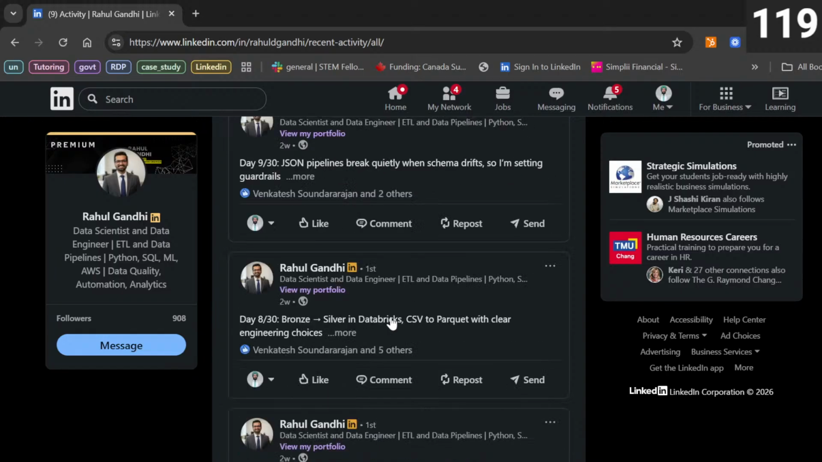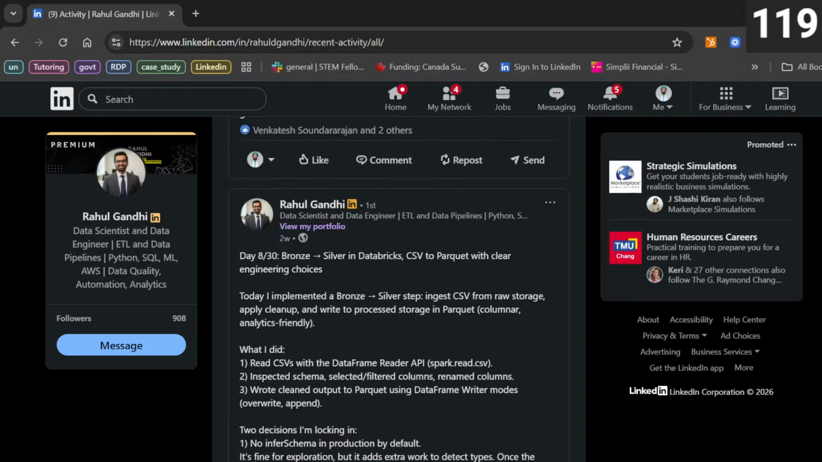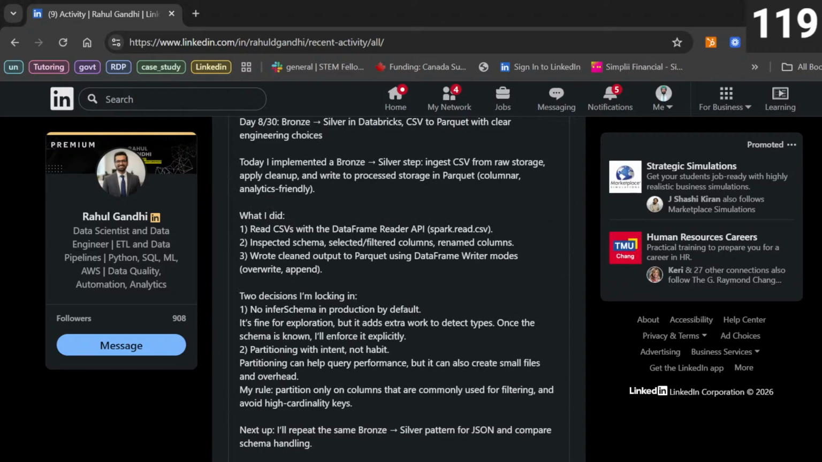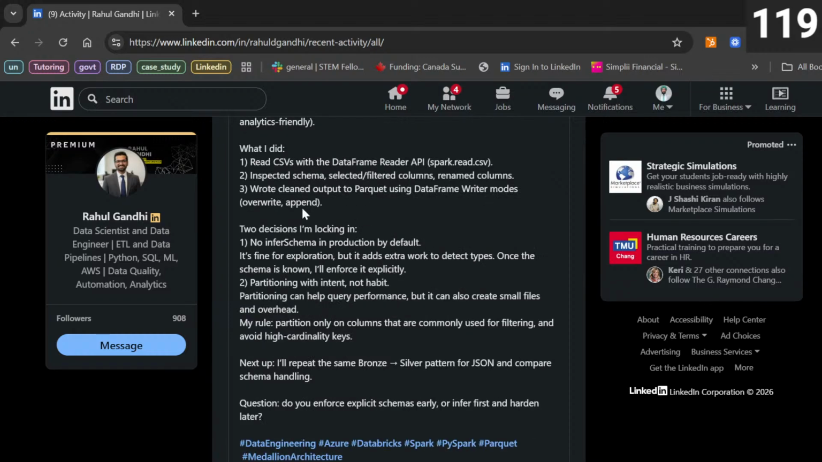Okay. Bronze to silver in Databricks. CSV to Parquet with clear engineering choices. Bronze to silver step: read CSVs from our storage, apply cleanup, and write to processed storage. Read CSVs with the DataFrame reader API, inspected the schema, selected and filtered columns, renamed columns, and wrote the cleaned output with the DataFrame writer modes. No inferSchema in production. Partitioning with intent can help query performance, but can also create small files and overhead.